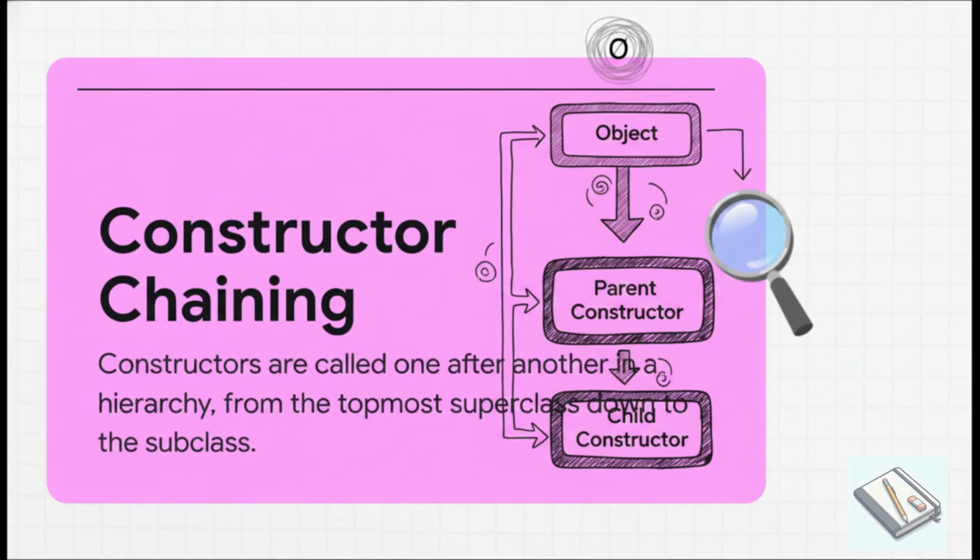Think of it like a domino effect. When you create a new dog object, Java doesn't start there. It first goes up and calls the animal constructor. And if animal had a parent, it would call that one first, all the way up the chain to the ultimate ancestor of everything in Java, the object class. This makes sure your objects are built from the foundation up, nice and solid.